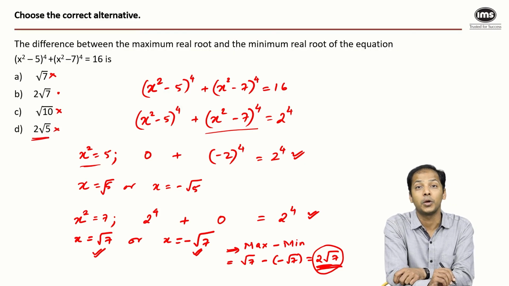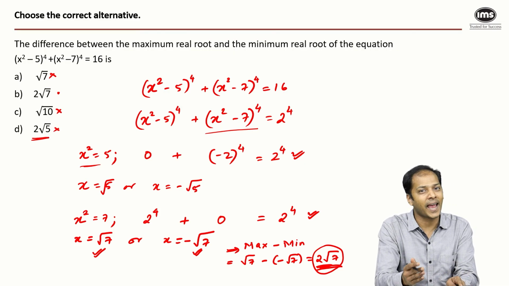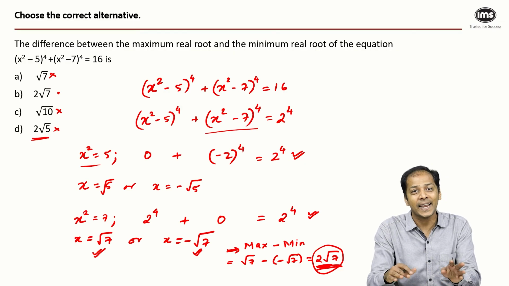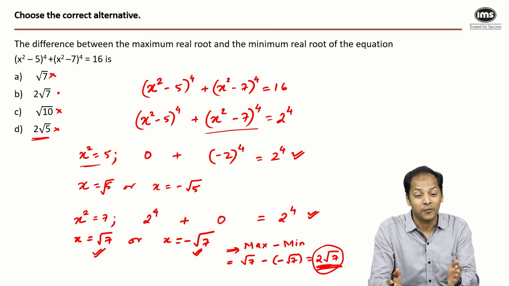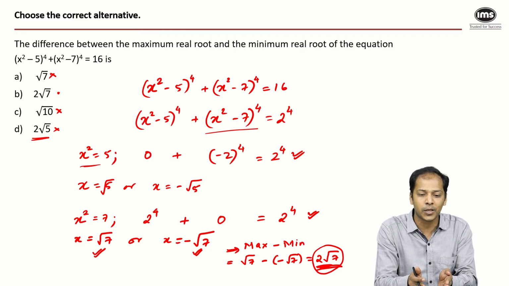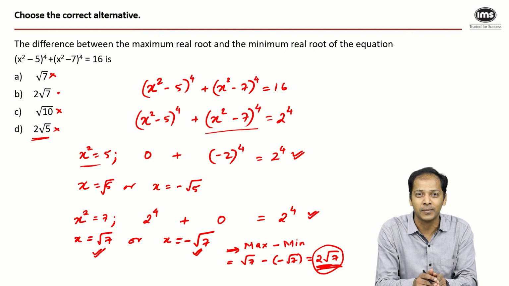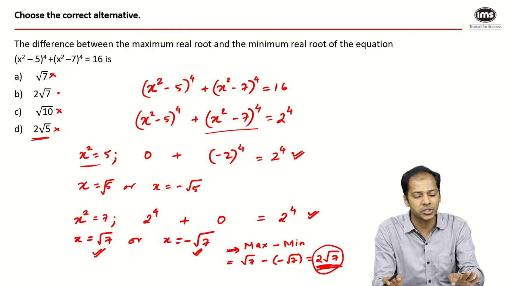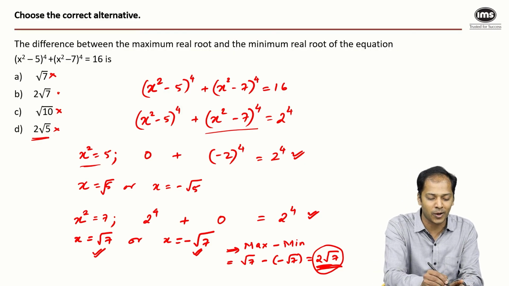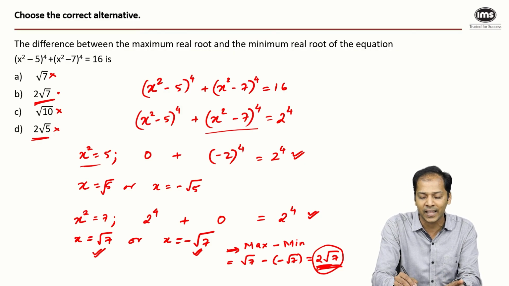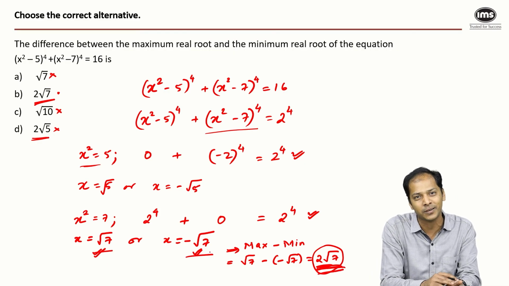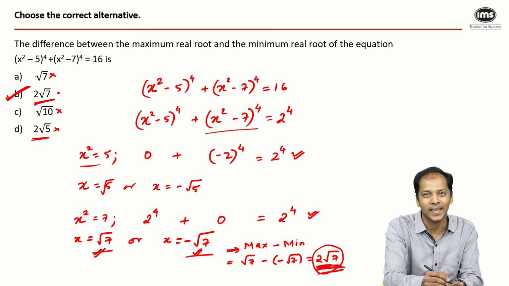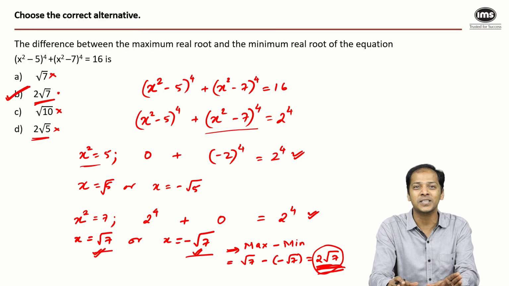And 2√5 is also less than this one, which makes me realize that I don't need to look for roots beyond the 4 roots that I found, because had there been any more roots greater than √7 and any other root less than -√7, and had the difference been greater, that could be a possibility. But the options clearly show me that the biggest of all the options is 2√7, and that I've already found between √7 and -√7. Therefore, the answer, if at all, has to be option B only, and hence the correct answer to this question is option B.